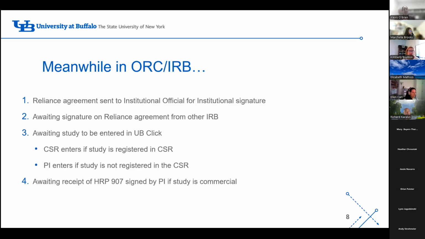I also then am awaiting a signature on the reliance agreement from the other IRB. So I need a fully executed reliance agreement. Once our institutional official signs off on it, it needs to go back to the other institution and they need to sign off on it. Sometimes they sign it first, but in general, usually they'll send it to us for a signature and then follow it up with a signature from there. So I'm also going to await a fully executed copy of that.